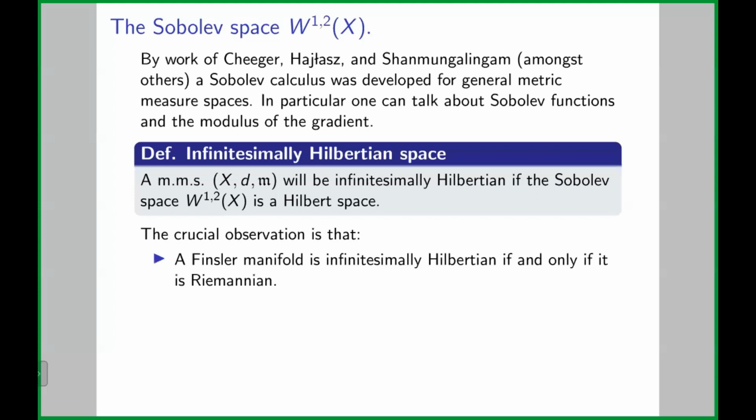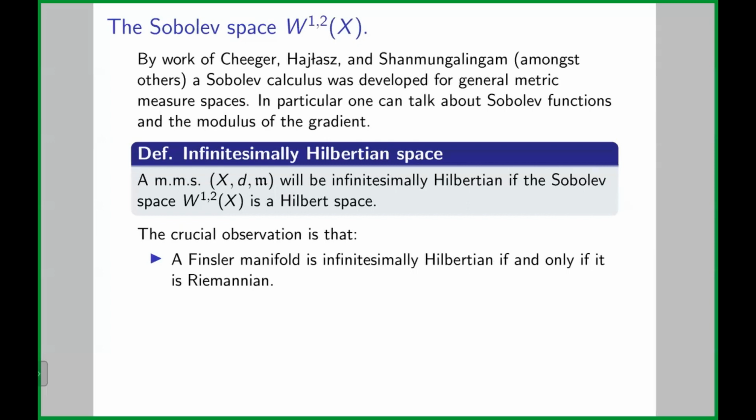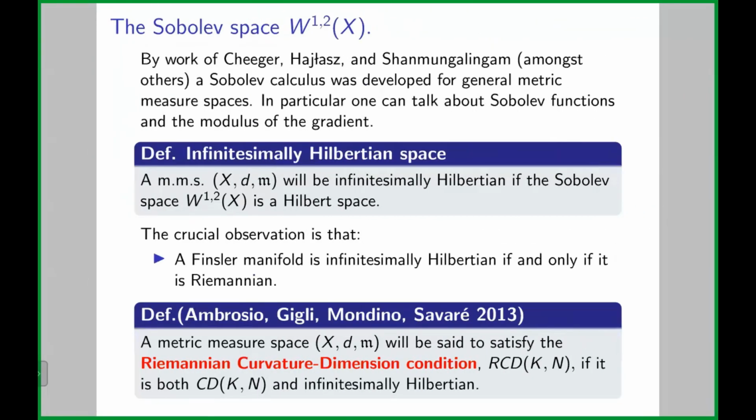The crucial observation here is that a Finsler manifold is infinitesimally Hilbertian if and only if it is actually Riemannian. So with this, the natural definition given by Ambrosio, Gigli, Mondino, and Savaré, first in the compact case and then for the non-compact, is that a metric measure space will be said to satisfy the Riemannian curvature dimension condition, RCD, if it is both CD(K,N) and infinitesimally Hilbertian.